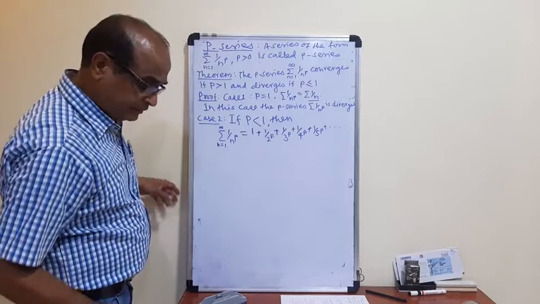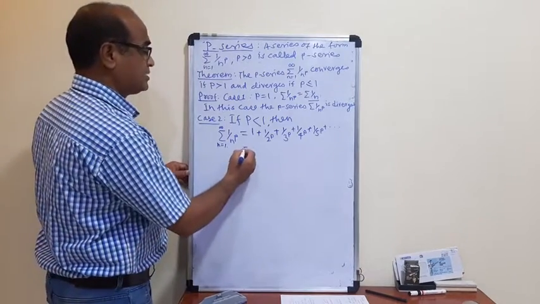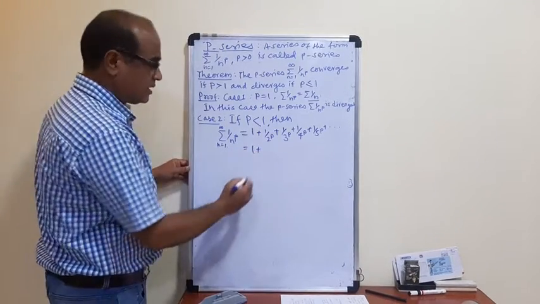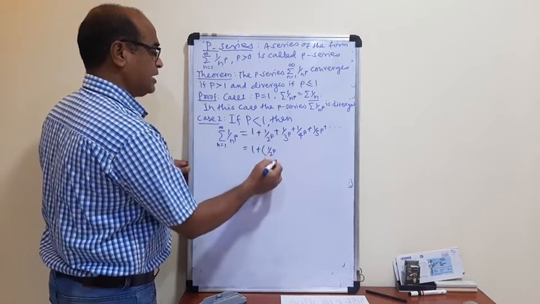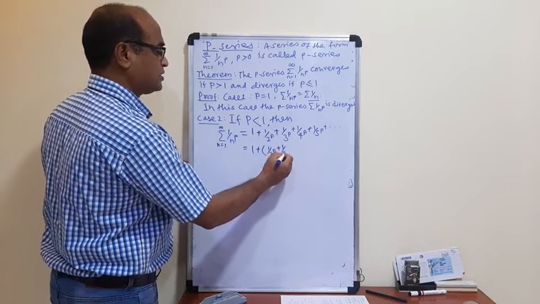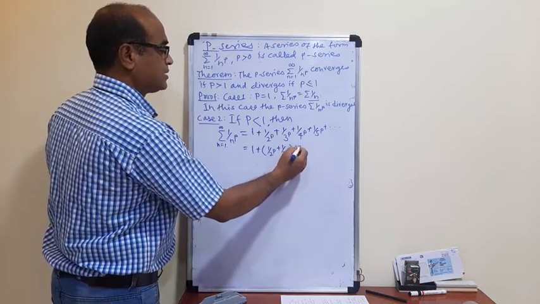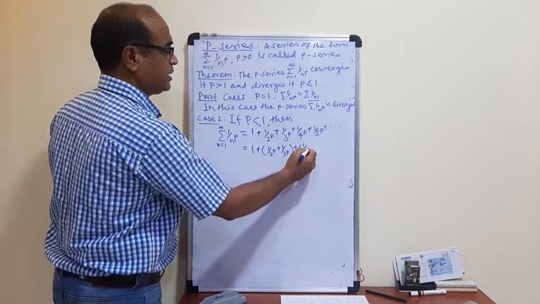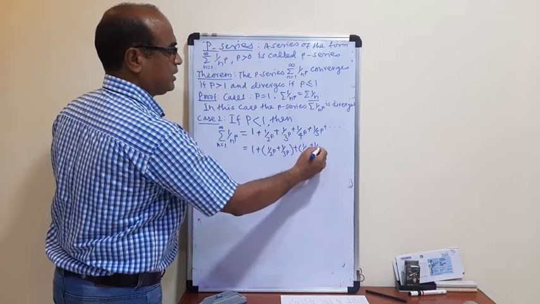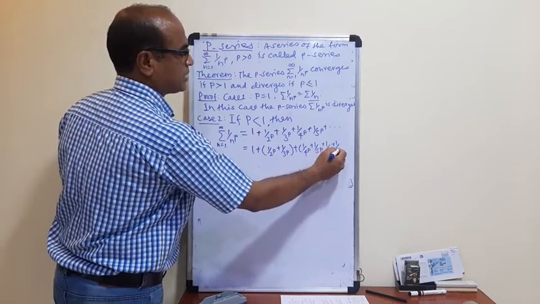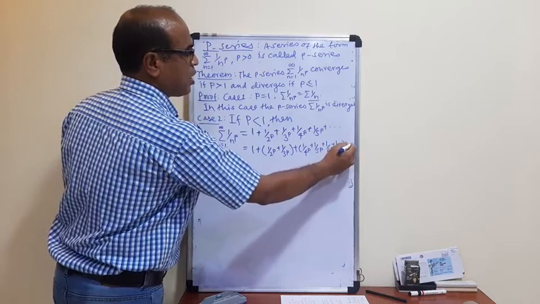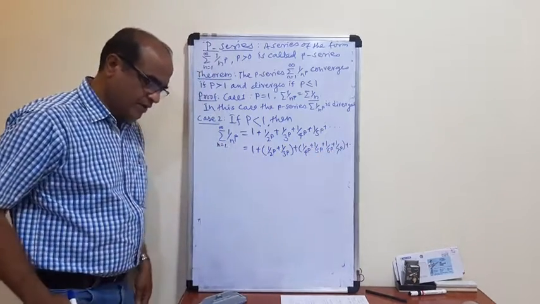So then, the series can be written as 1 plus, we write these two terms, second two terms here in bracket. So 1 upon 3 raised to p plus 1 upon 4 raised to p plus 1 upon 5 raised to p plus 1 upon 6 raised to p plus 1 upon 7 raised to p, plus and so on.